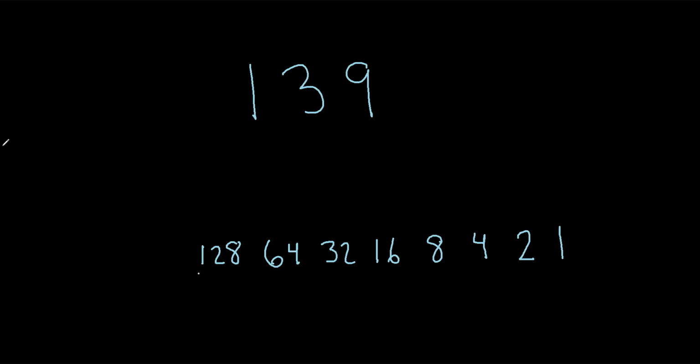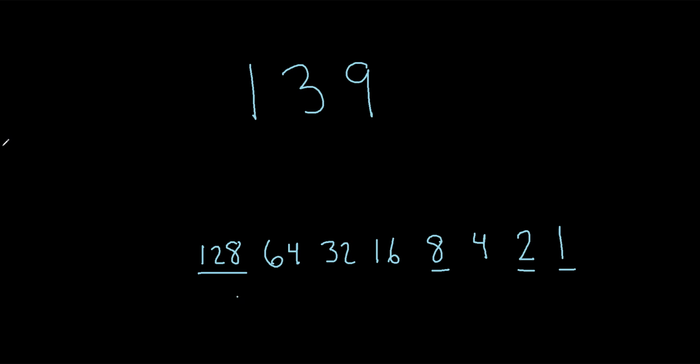Well, we can start with 128. We have 128. How many more do we need to get to 139? That would be 11 more. So what values remaining add to 11? Well, we could use an 8 and a 2 and a 1, since these three are 11. So 128 plus 11 is exactly 139.